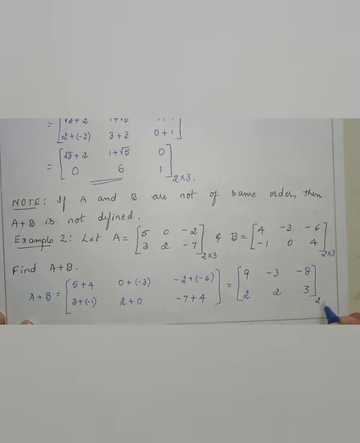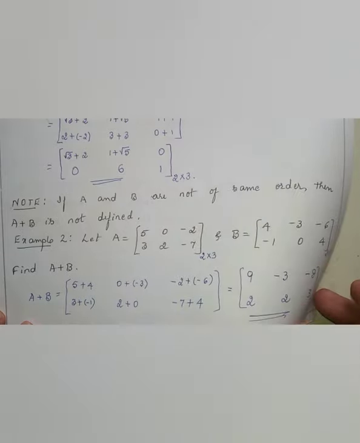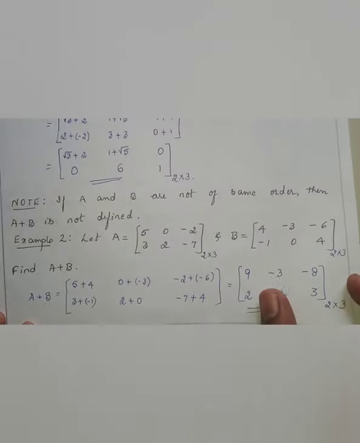Again, this is of order 2 by 3. Is it okay? This is about the addition of matrices. One thing to remember is that to add matrices, the order should be the same, otherwise we cannot find the addition.